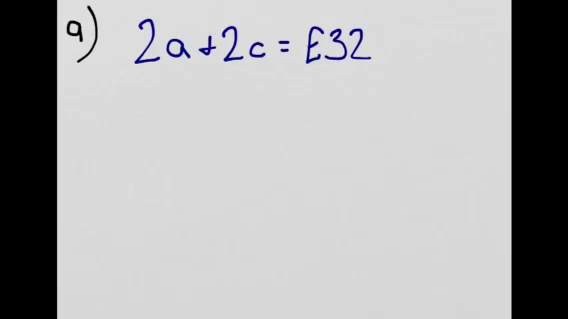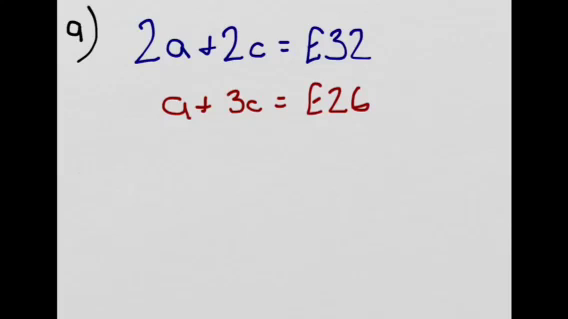So Mr and Mrs Smith would be 2 adults. They take their 2 children to the zoo, so it would be 2A plus 2C, and that comes to a total of £32. Now the second equation, Dr Jones, so that's going to be 1 adult. He takes his 3 children to the zoo, so that's plus 3C, and his total cost comes to £26.